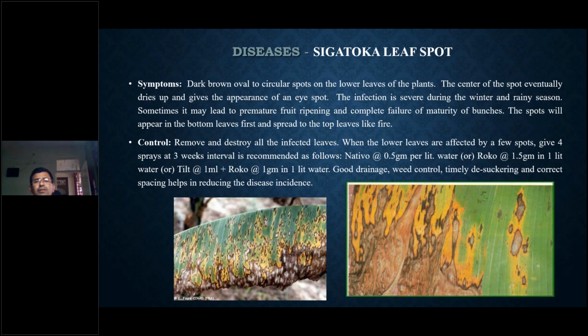In combination with that, add a fungicide called Nativo at the rate of 0.5 gram per liter of water, or Rocco 1.5 gram per liter of water, or Tilt 1 ml with Rocco 1 gram, which gives very good control. If you give 1 or 2 sprays, it can easily be managed. When you find even 1 spot, take control measures. That gives a very good result, and very good drainage and timely desuckering will help the disease management.